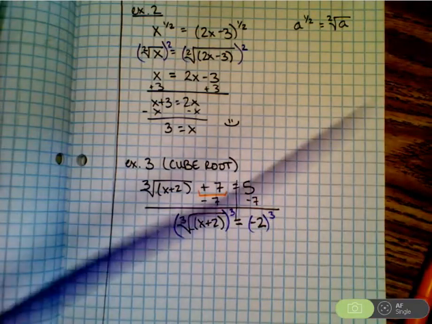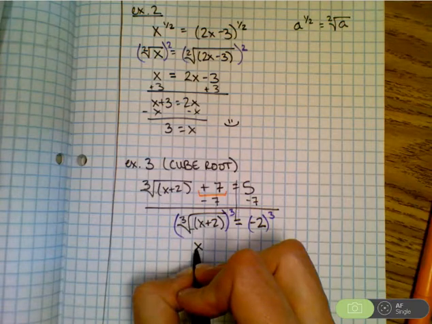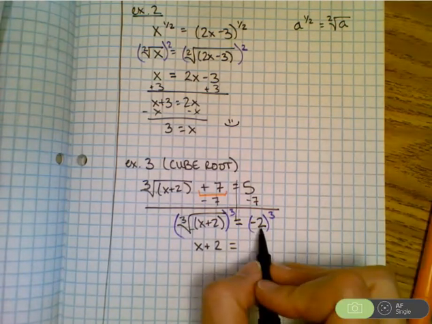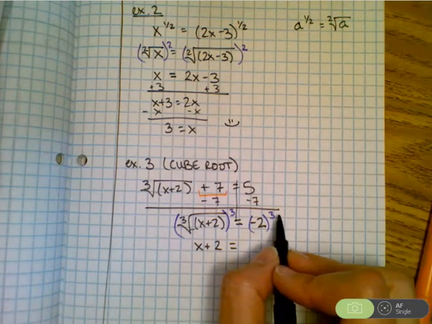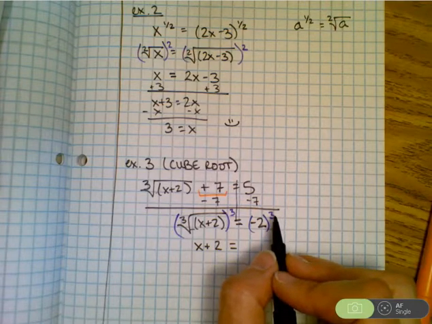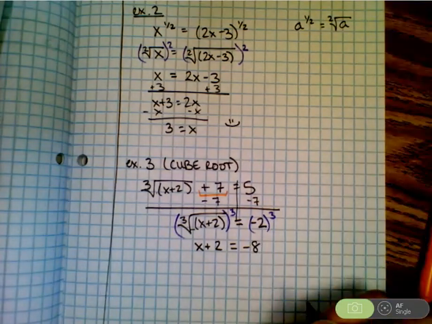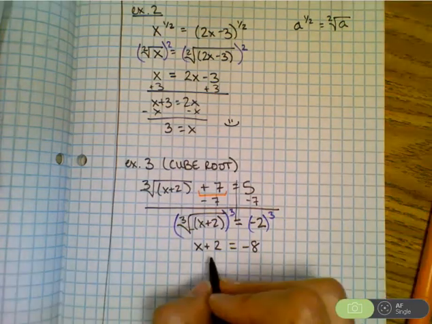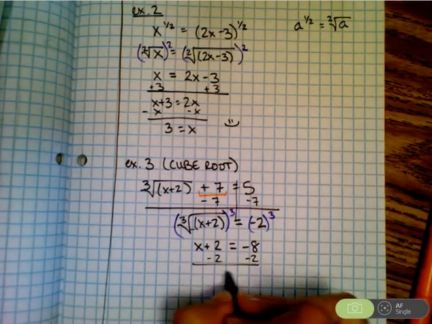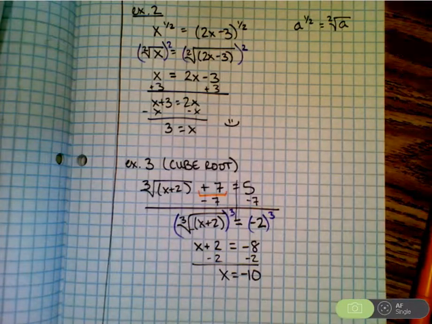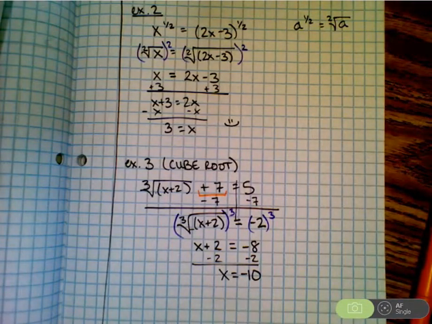When I cube the left side, I get x plus 2. When I cube the right side, I get negative 2 cubed, which is negative 2 times negative 2, which is 4. 4 times another negative 2 is negative 8. Almost got x by itself. I just subtract 2 on both sides, and I get x equals negative 10. So my answer is x equals negative 10. So far, so good.